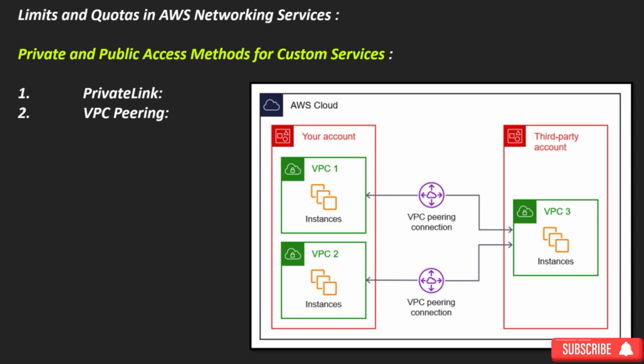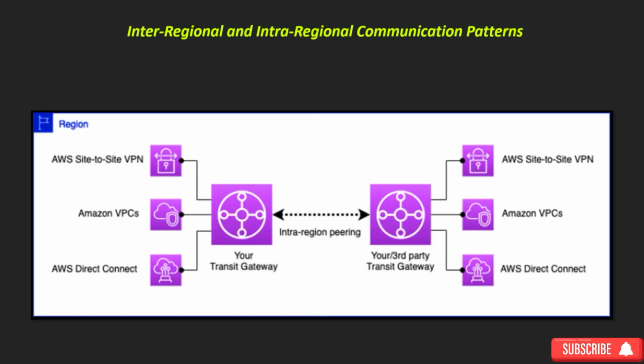Next is VPC peering, connecting VPCs within the same or different AWS accounts, because VPC peering allows for seamless communication between resources. This method is instrumental in building interconnected and collaborative network architectures too. The next topic is inter-regional and intra-regional communication patterns, which we will discuss now.